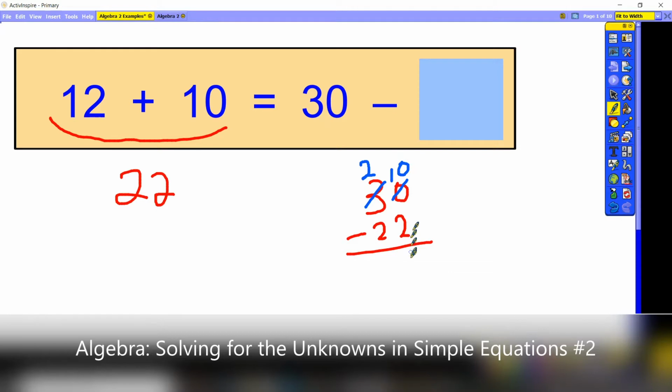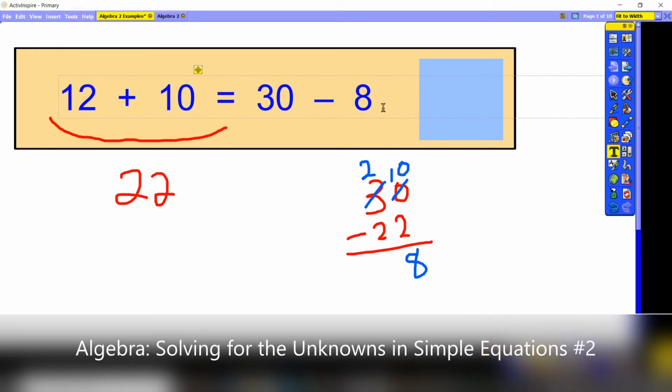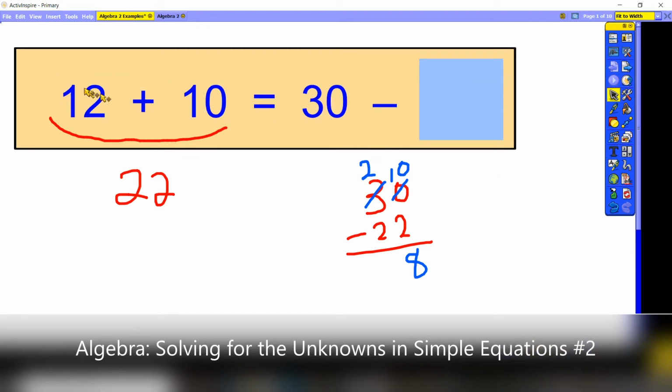So 10 minus 2 is 8. 2 minus 2 is nothing, 0. I don't need to write it down. So this is the actual answer. This is supposed to be 8. So let's look. Yes, the answer is 8. Okay. Now, does that make sense? So 12 plus 10 is 22. 30 minus 8 equals 22 as well. So the two sides are equal.